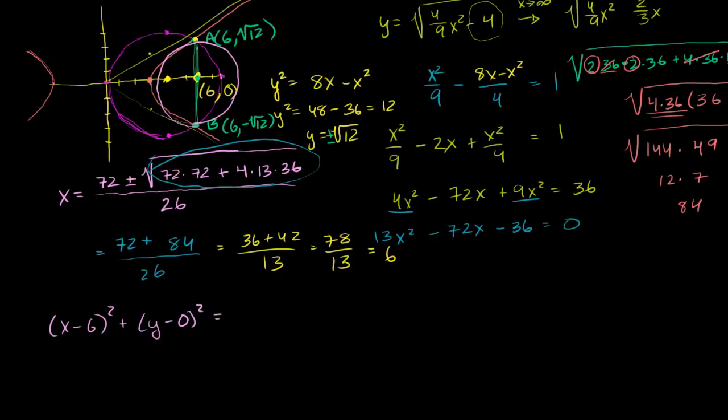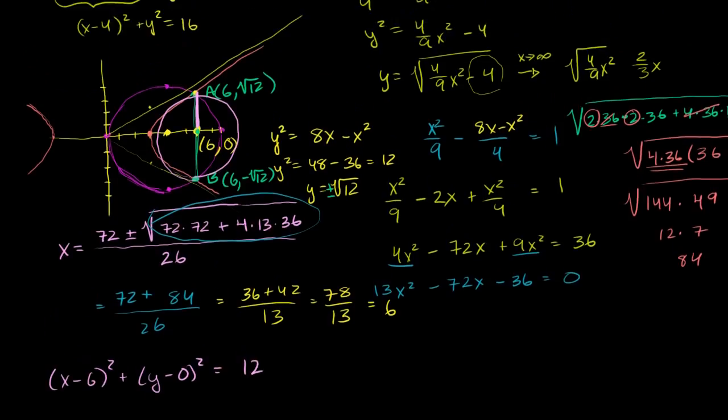Now, what's the radius? The radius is this height right over here. Or it's just equal to the y value at the intersection. It's the square root of 12. Now, this is going to be the radius squared. The radius is square root of 12. Square root of 12 squared is 12. So the equation is going to be x minus 6.